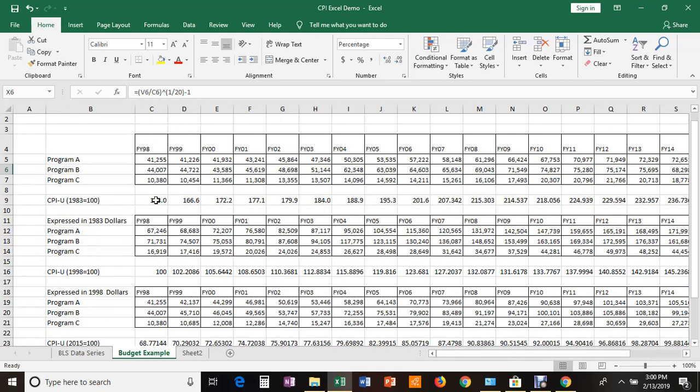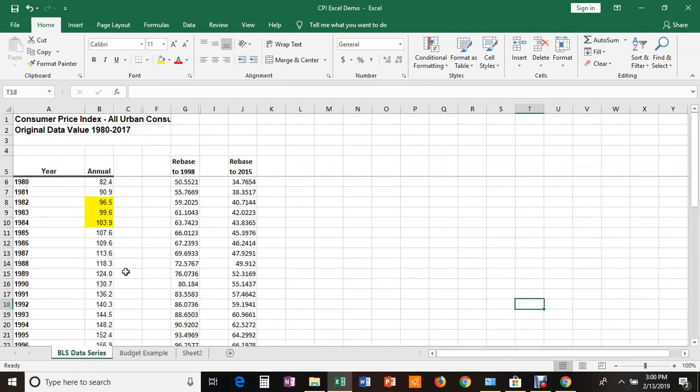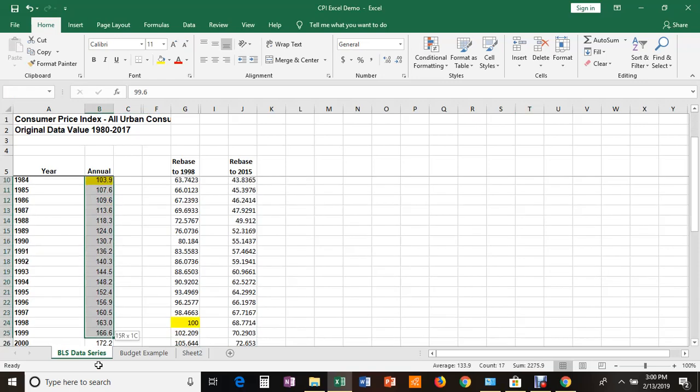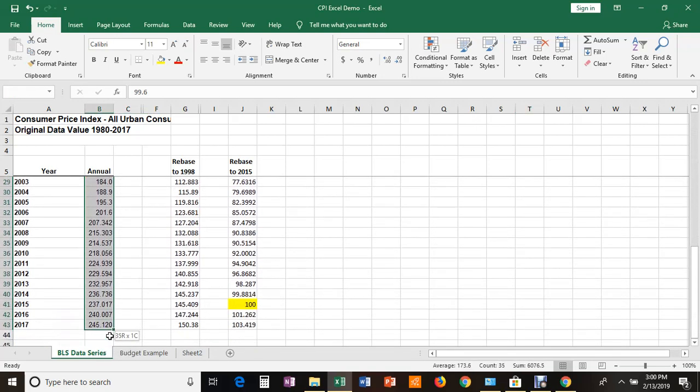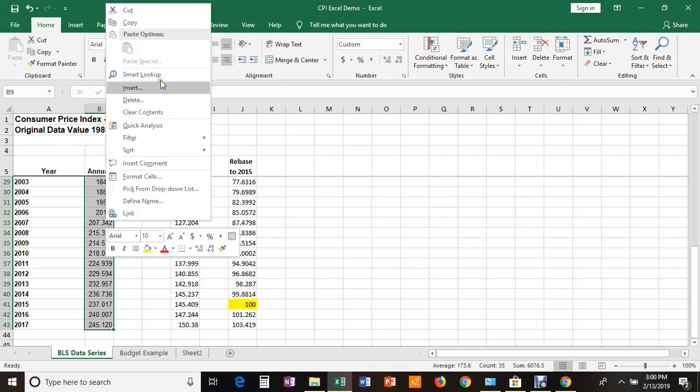Then I copy my CPIU figures with 1983 being the 100 or the base year. So how do I do that? I just go back here, starting in 1983 through 2017. I just did a copy here.